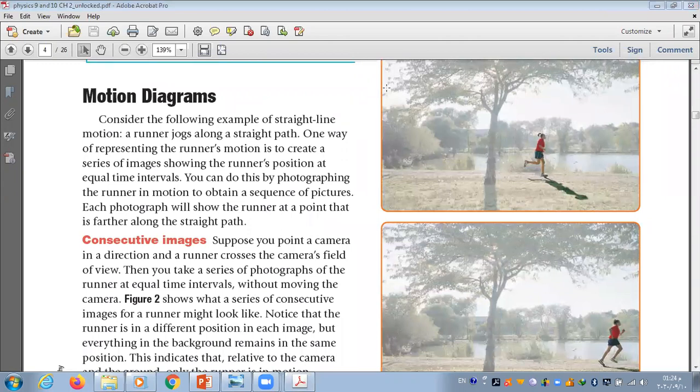Motion diagrams. Consider the following example of a straight line motion. A runner jogs along a straight path.